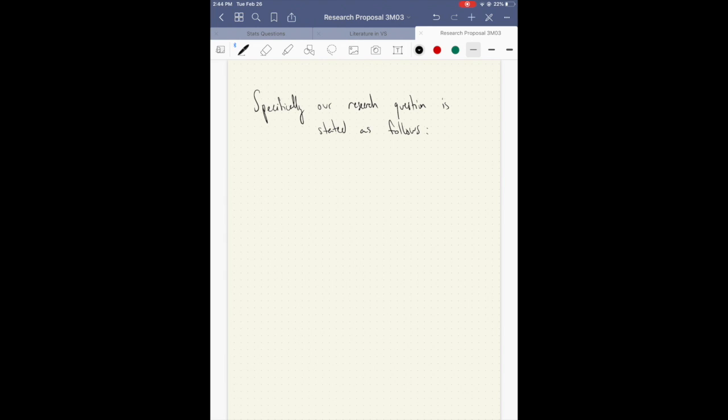Specifically, our research question is stated as follows. Is ecto-BMP or RP-BMP sufficient for the dorsal patterning of the neural tube? We will test this through three hypotheses.